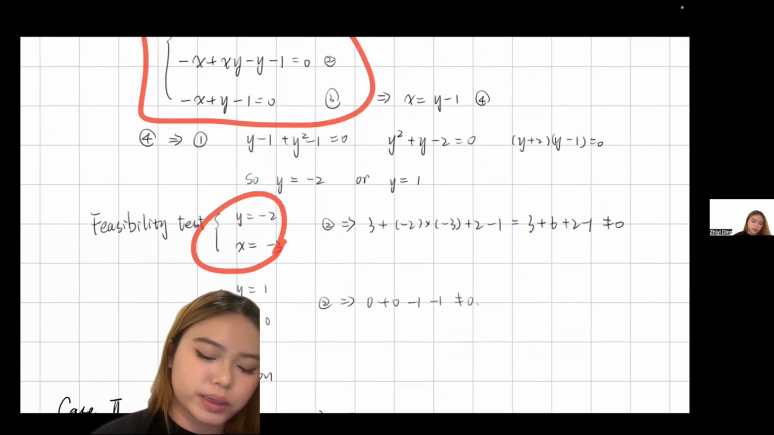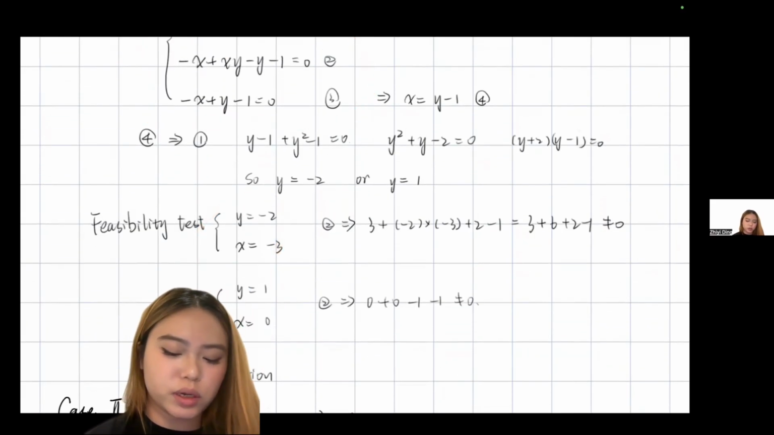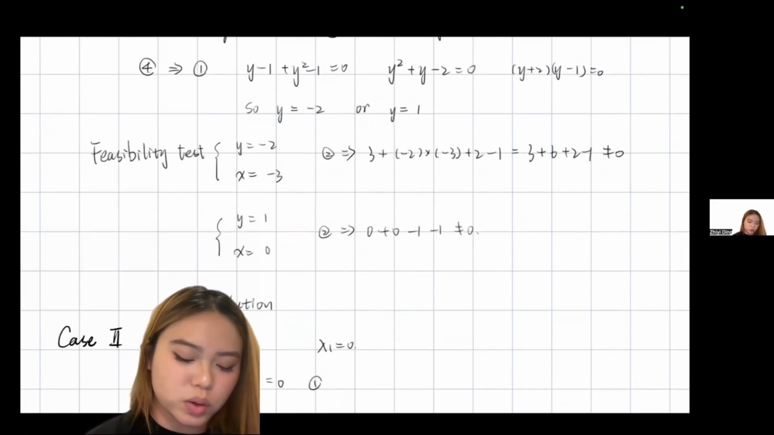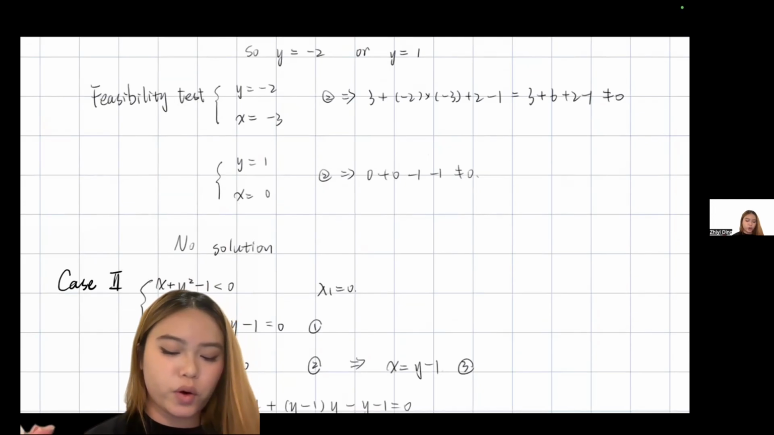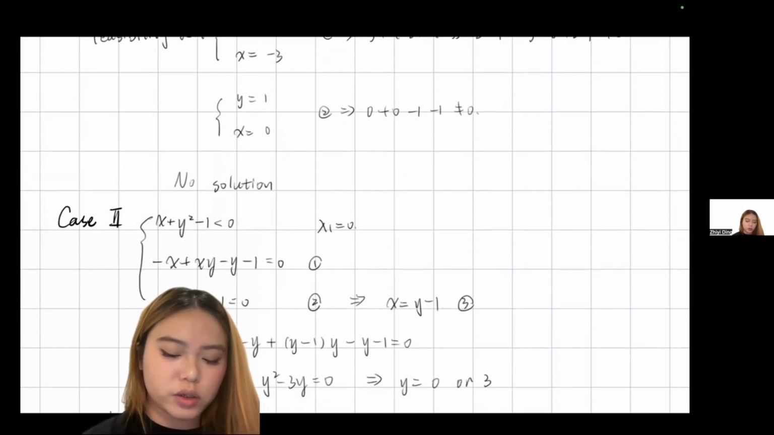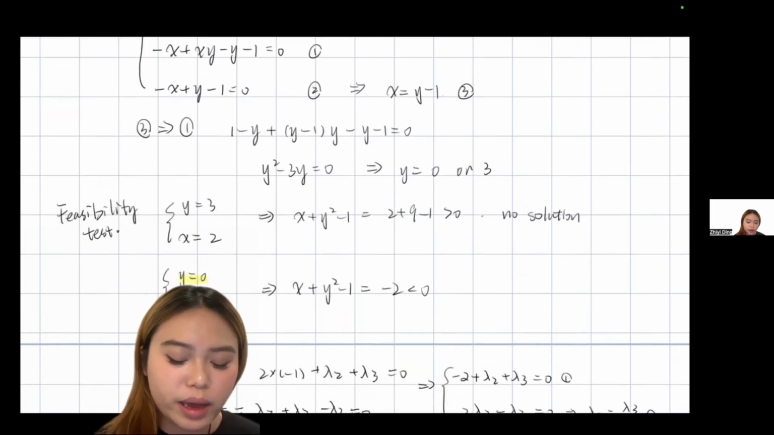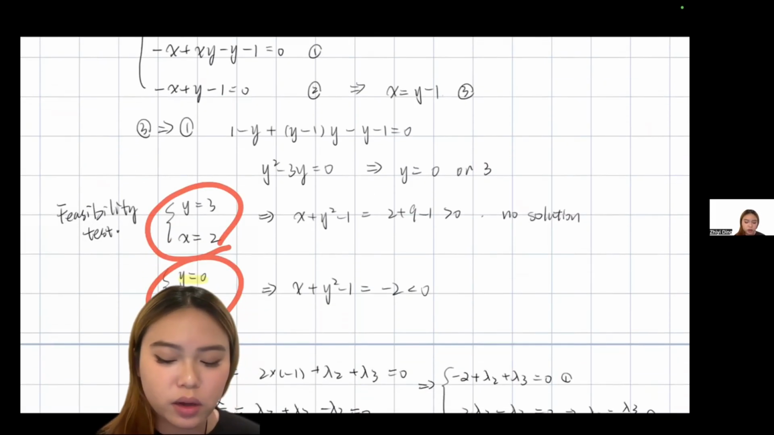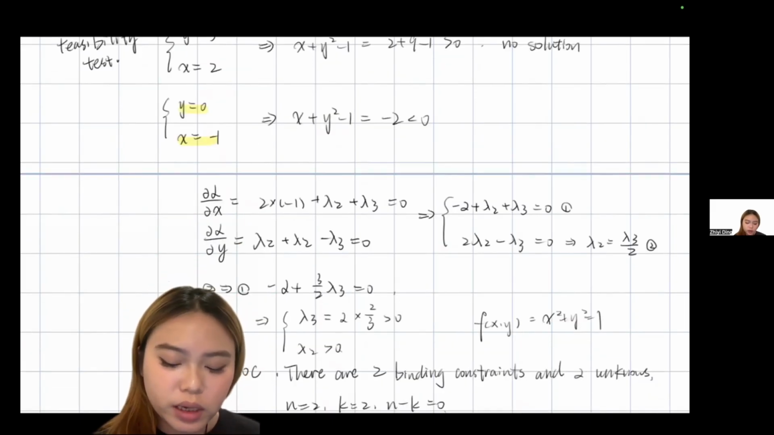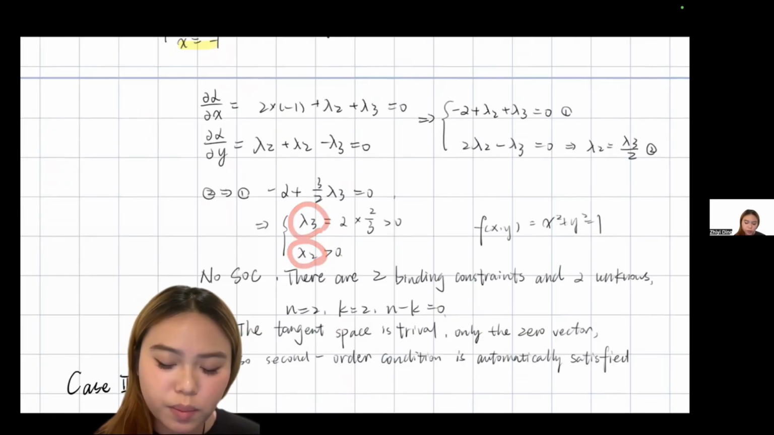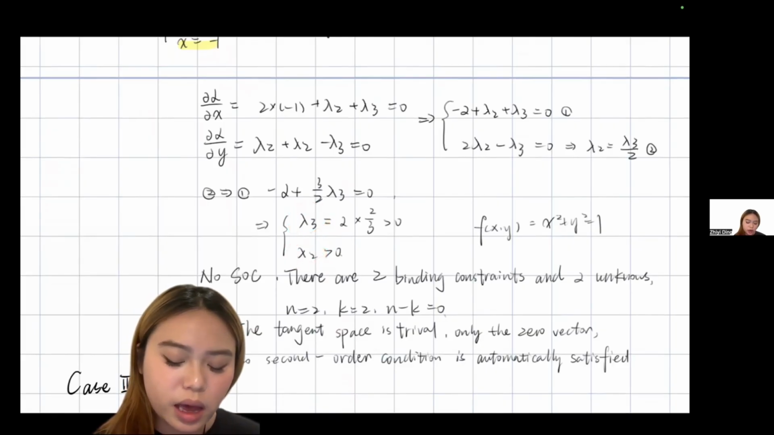Okay, for case 1, all constraints are binding, so we get these three equations, and then we solve them and get two results. Unfortunately, these two results both fail the feasibility test, so this case has no solution. From case 2 to case 4, we activate two of the constraints. For case 2, we activate g2 and g3, and then we get two results. The first result has no solution. For the second one, lambda 2 and lambda 3 are both greater than 0, so this one passes the feasibility test and has no second order conditions.